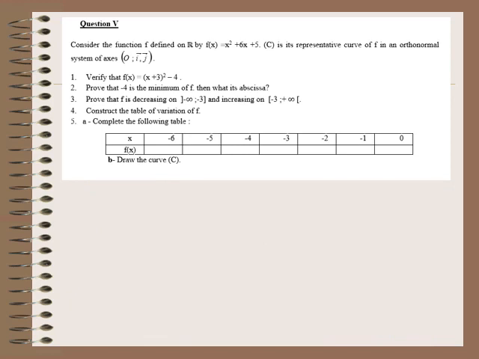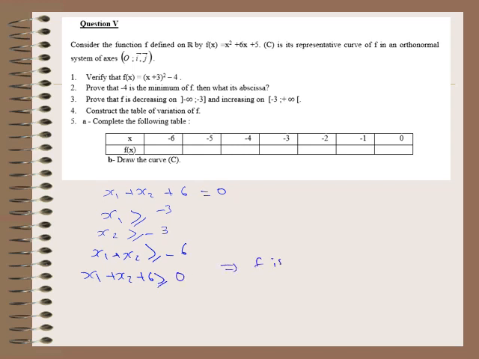Now we want to prove that f is increasing over [−3, +∞). We have x1 + x2 + 6. We have x1 greater than or equal to −3, x2 is also greater than or equal to −3, so x1 + x2 is greater than or equal to −6. So x1 + x2 + 6 is greater than or equal to 0. Therefore, f is increasing over [−3, +∞).